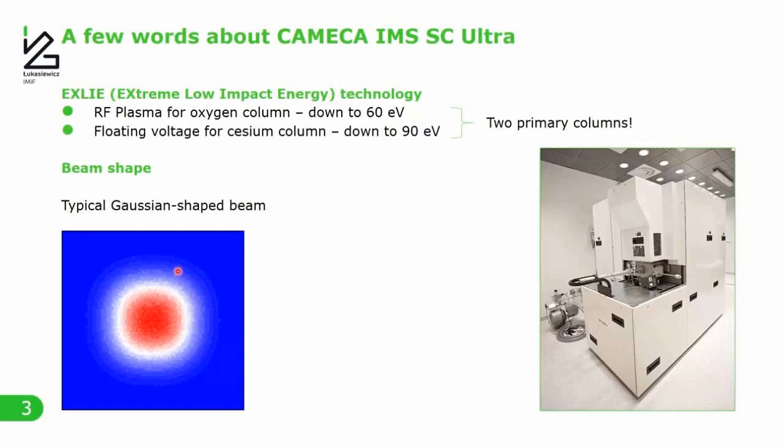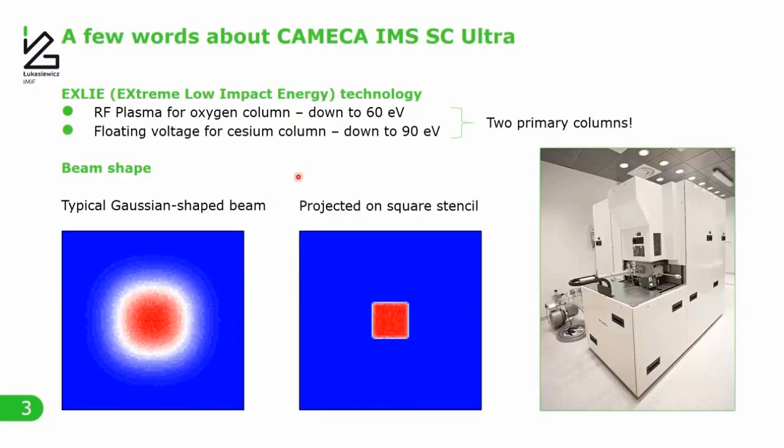So in this case, CAMECA designed 2 square stencils so that you still take this Gaussian shaped beam and project it on these stencils, so that in the end you end up with a rectangular beam, which is just taken from the middle of the Gaussian beam. As you can see, it's very uniform and of high intensity, and such a beam can sputter the material very homogeneously. So in this way, it is possible to go atomic layer by atomic layer.